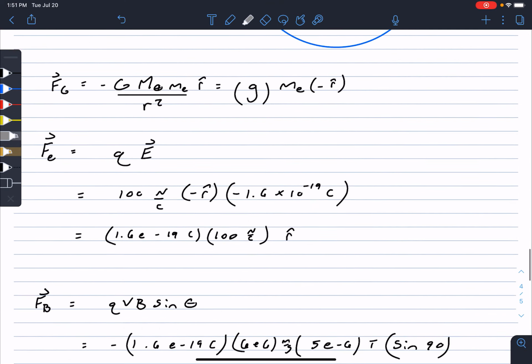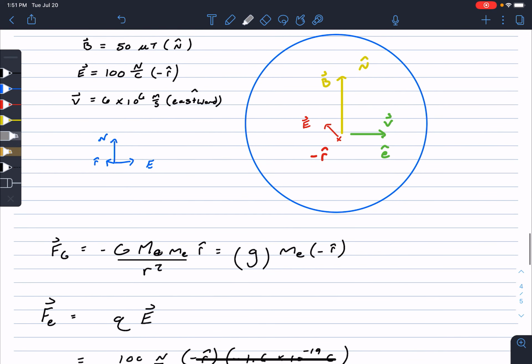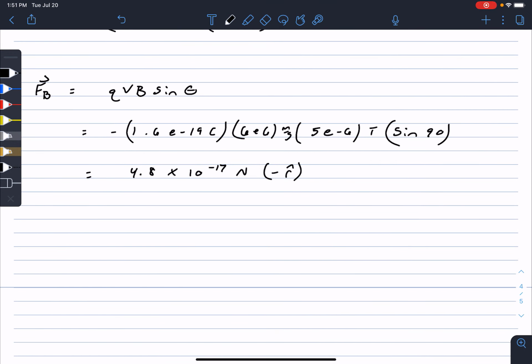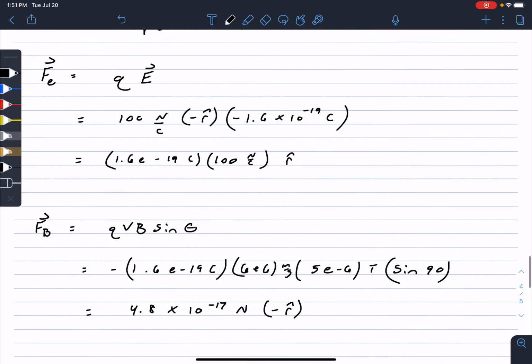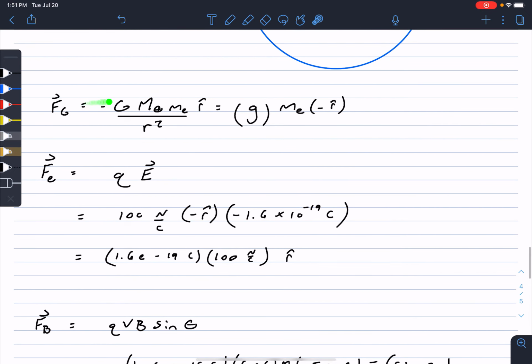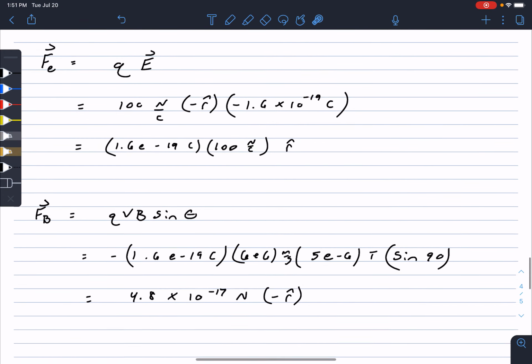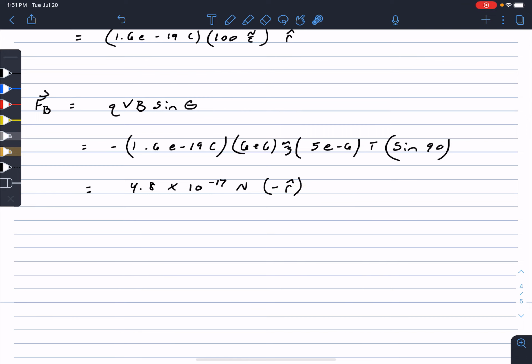Because we used the right-hand rule to figure out where it's going to be, we thought it would be that direction. But it turns out it's actually pointing directly downwards into the Earth, in the opposite direction of the electric force. So there you go. We have three forces. The gravitational force is pushing downwards into the Earth. The electric force is pushing upwards out of the Earth, and the magnetic force is pushing downwards into the Earth.